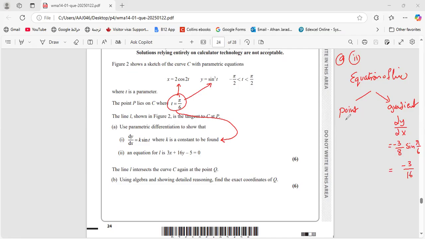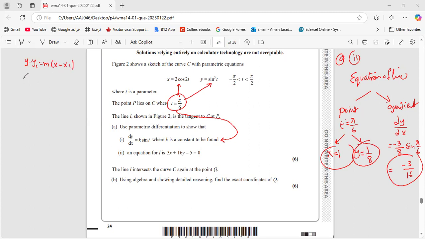And the point, if you substitute t equals to pi over 6 in x, must equal 1. And when you substitute it in y equals to sine cube t, y must equal 1 over 8. Now you have 1 point and gradient, so go to the magical equation, which is y minus y1 equals to m times x minus x1.